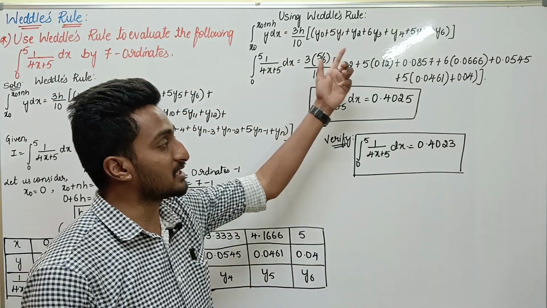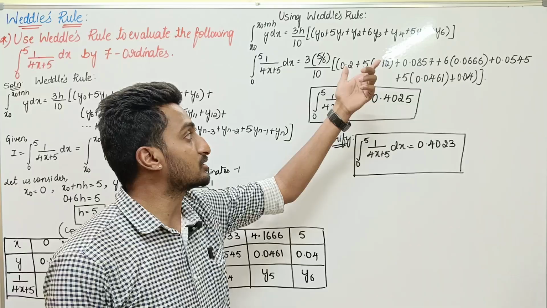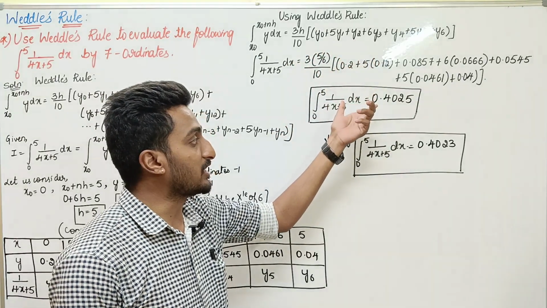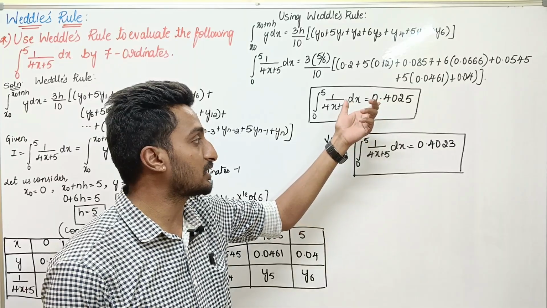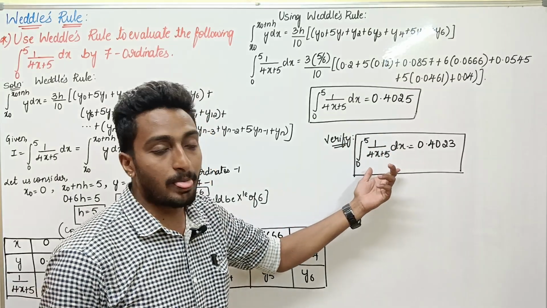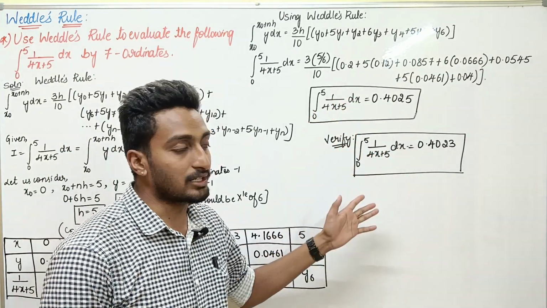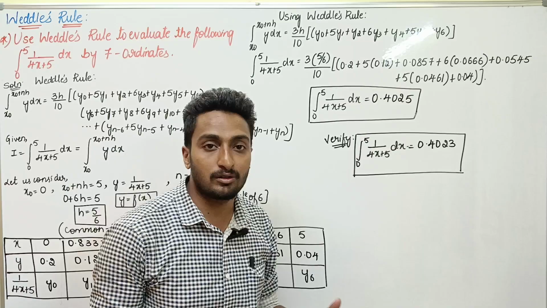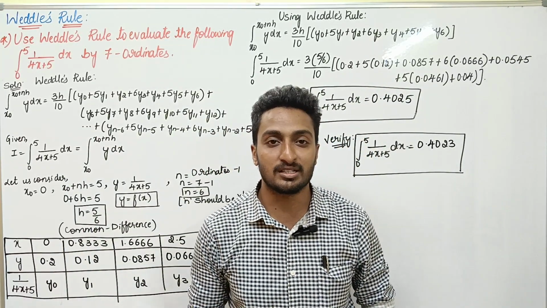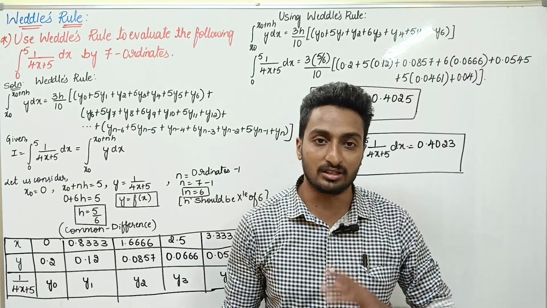Whatever we have got, represent Weddle's rule. After this, represent the terms which are required. Simplify using the calculator, as I have taught you in the video. Simplify, represent the solution, verify using the calculator. Then you can conclude that the required integral function value is approximate. This is how you are supposed to represent the solution in the main examination or the internal part.